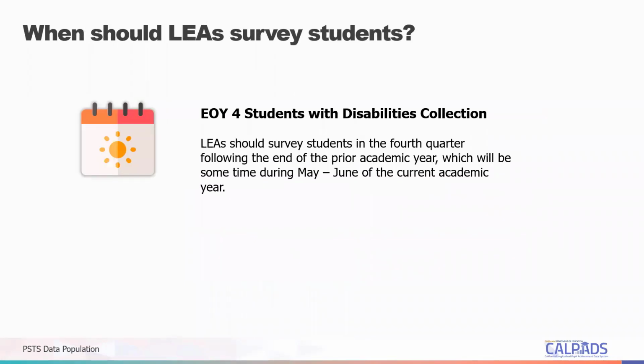When should LEAs survey students? LEAs should survey students in the fourth quarter following the end of the prior academic year, which will be sometime during May to June of the current academic year.